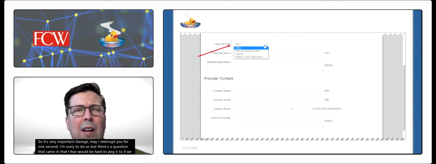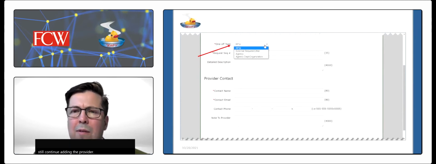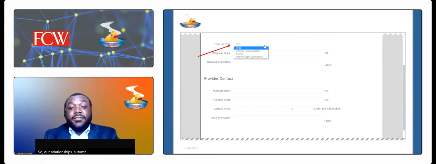An audience member is asking that if the CH selects none, can they still continue adding the provider? So our relationships automatically default to none. The contract holder has to go in and update the relationship. However, you can add the products to your contract. However, you cannot quote a requirement if the customer has requested authorized resellers, unless you're an authorized reseller.